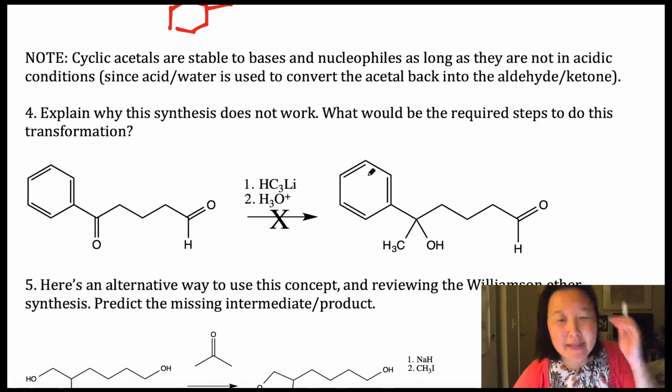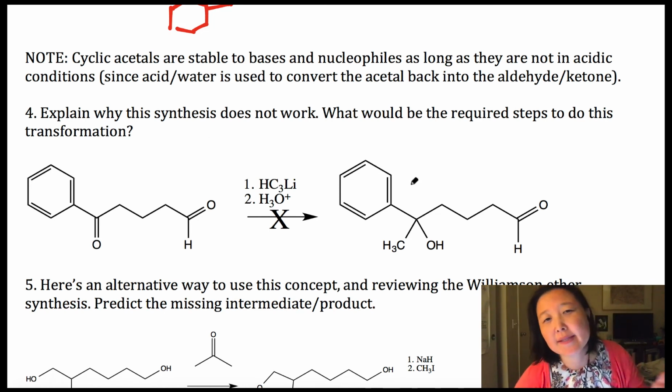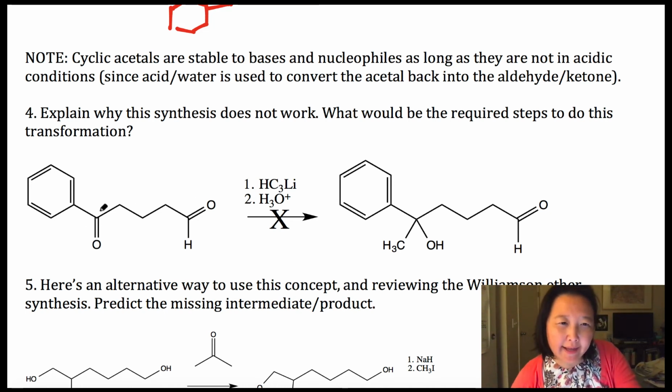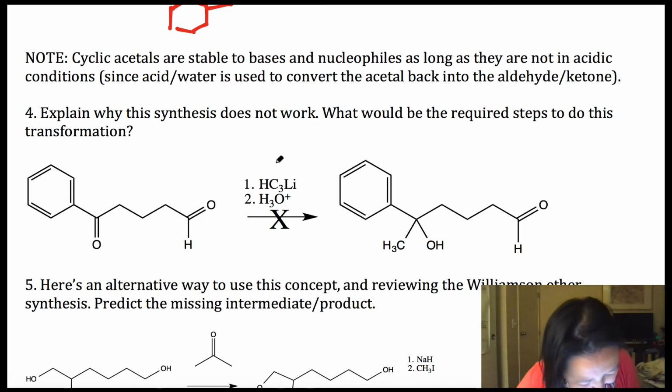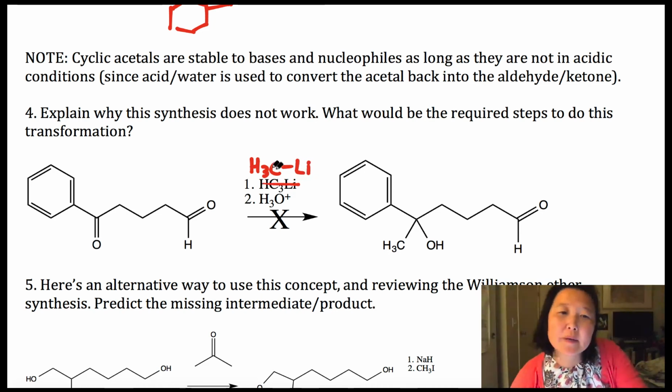Explain why this synthesis does not work, and how would you perform this synthesis in that case? So go ahead and take a look at what's going on here. I have 2 carbonyls, so maybe this is a place where I could use a protecting group. And notice that here there's no protecting group; they just go right in. And oh, sorry, typo. This is a CH3Li. Sorry about that. So basically, think about why doesn't this work to make this turn into this? And then how can you maybe use a protecting group to make that happen?